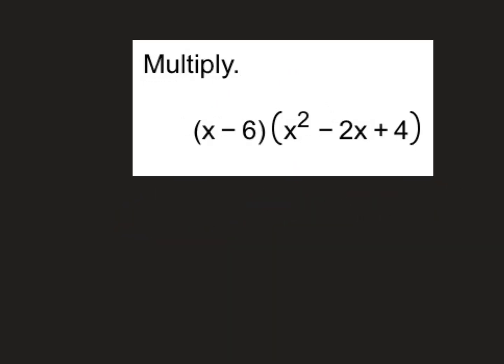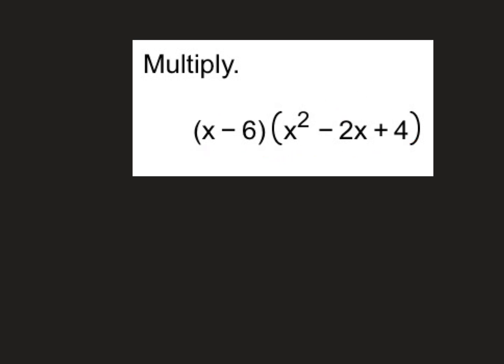Okay, this is the best example of why Ms. Zender doesn't like FOIL. So if you ever were taught first, outer, inner, last, it will not work on this kind of problem. So instead, I like to double distribute. I'm going to distribute x to everybody in here. And then I'm going to distribute negative 6 to everybody in here.